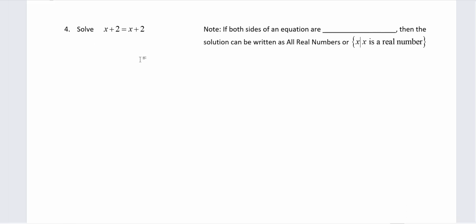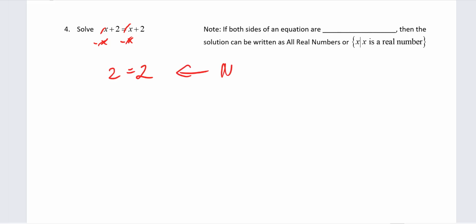Okay, let's solve this one. Now, I'm going to tell you a trick that would allow us to skip the step I'm about to do, but first let's do this step. So we're trying to solve it. Well, we can subtract x from both sides. That will cancel there and cancel there. That'll give us 2 equals 2.